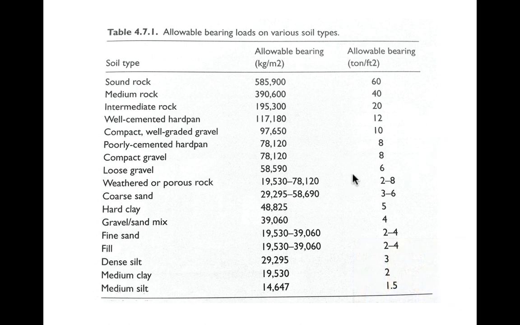So here's our allowable bearing loads on various soil types. We tend not to build on things like silt and clay and fill unless it's a one-story building. When we get into gravel, we're pretty happy. 6 to 8 tons per square foot is pretty good for a mid-rise building. And when we're talking about skyscrapers, we are really doing everything we can to get down to rock and to take advantage of the very high bearing capacity of bedrock in particular.